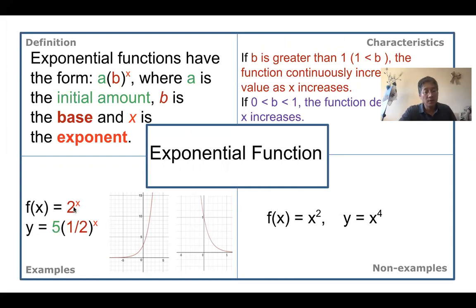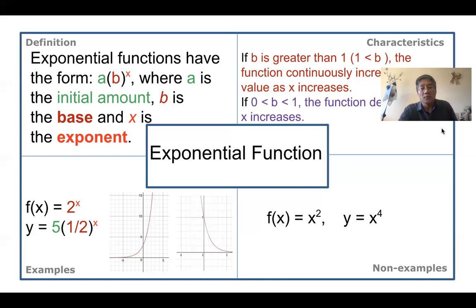So 2 to the x power, if you see the graph, it looks like this one. It's growing. But if the base is like a half, less than 1, it's decaying. It's decreasing like this graph, right?